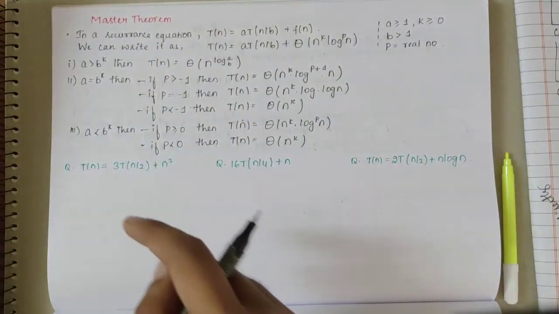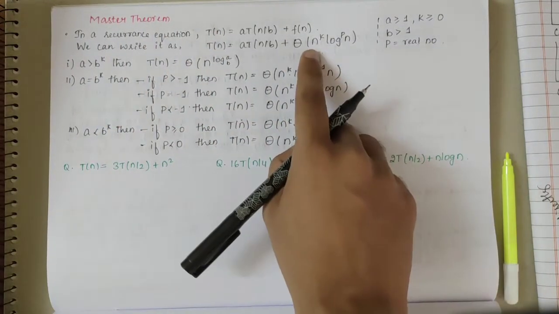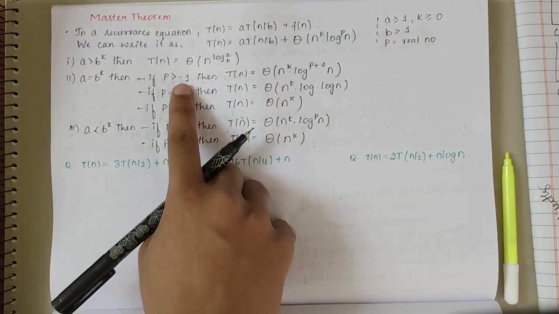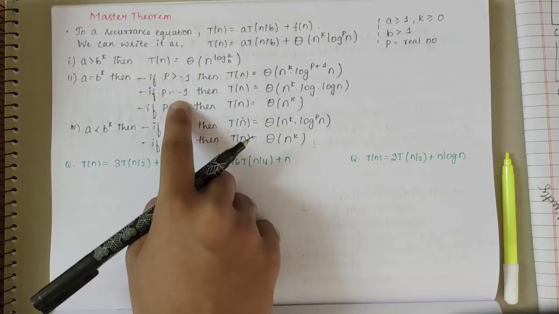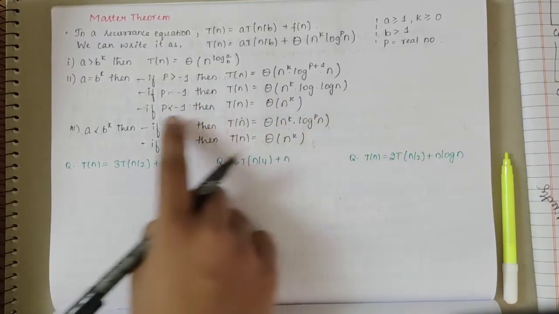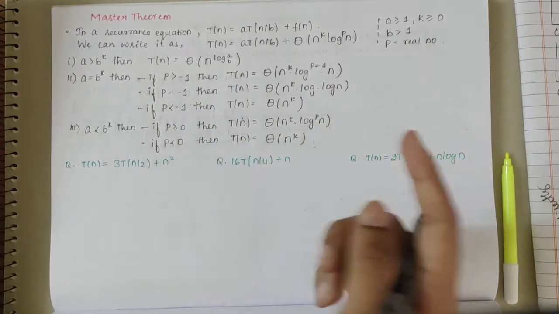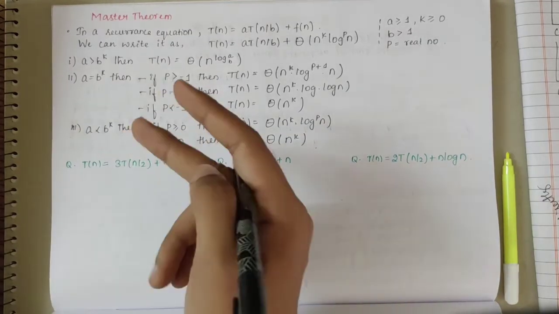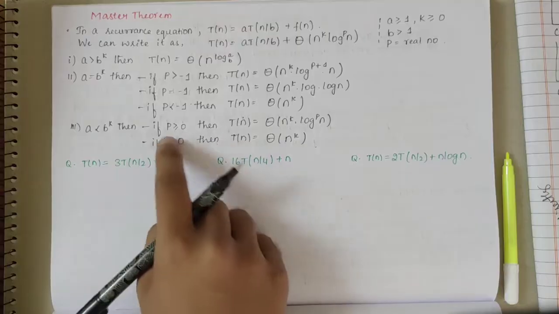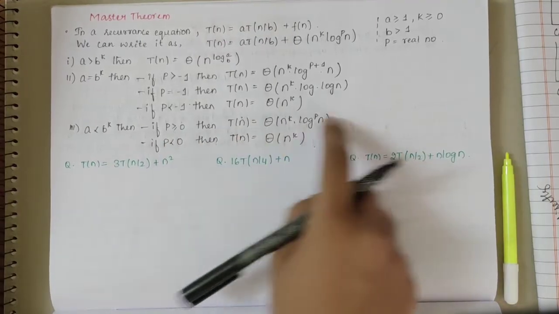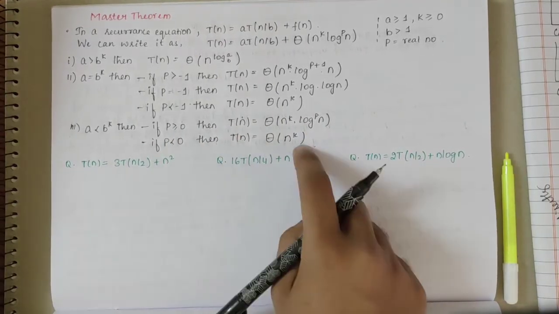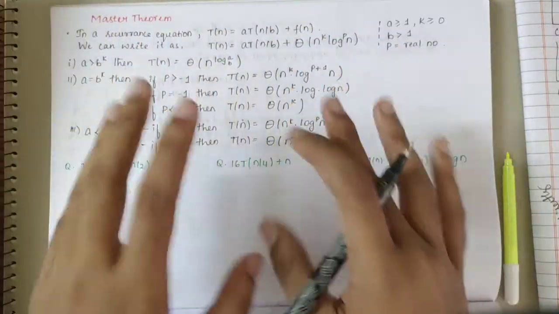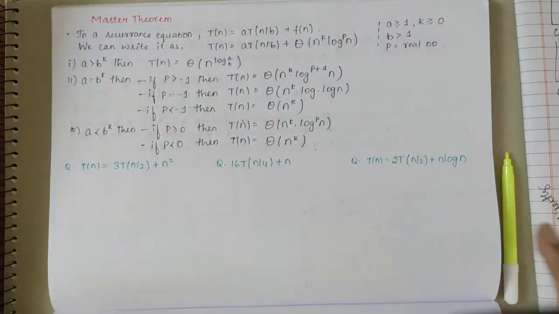If a is equal to b power k, now we'll look into the real number part, that is p here. If p is greater than minus 1, then this is the formula. If p is equal to minus 1, this is the formula. If p is less than minus 1, this is the formula. Then if a is less than b power k, in that also 2 conditions are there. If p is greater than or equal to 0, then this is the formula. If p is less than 0, then this is the formula. I would say that if you understand these formulae thoroughly, you can solve any sort of problem.